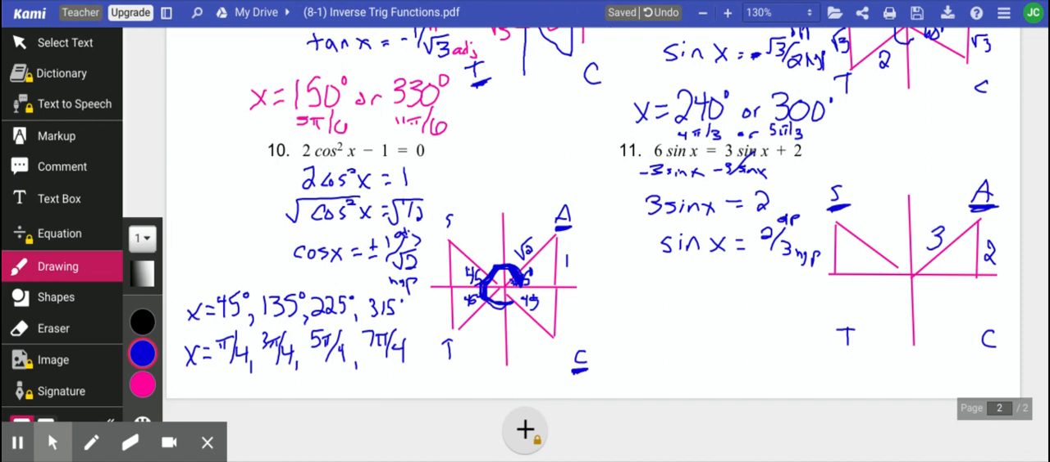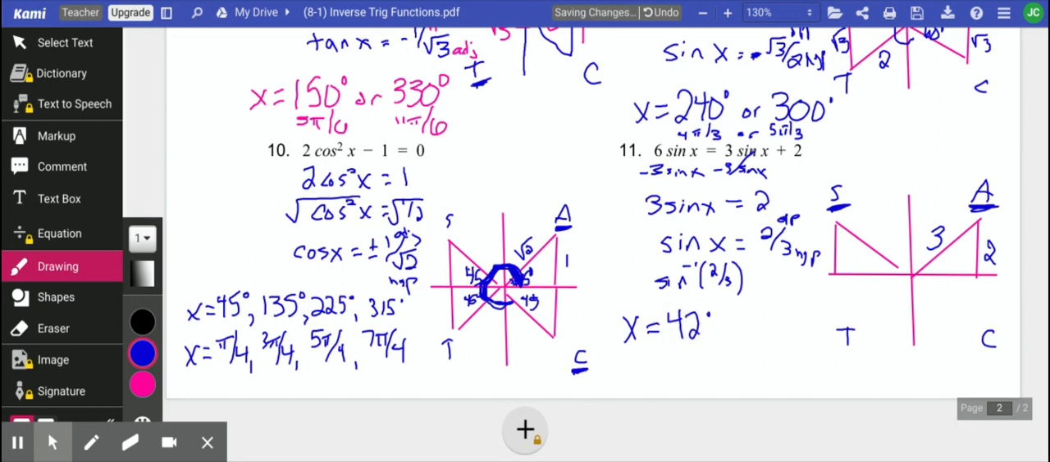This is not one of my special right triangles, okay? So to find that angle, I am actually going to have to use my calculator on this one, okay? So in the calculator, you're going to do the inverse sine of 2/3, okay? Let me get my calculator. Inverse sine of 2/3. My calculator's in degree mode. I'm just going to round to the nearest degree. So it's telling me this is a 42-degree angle.